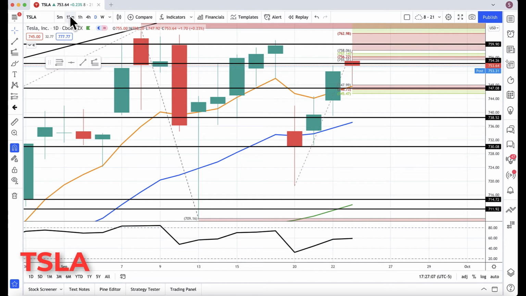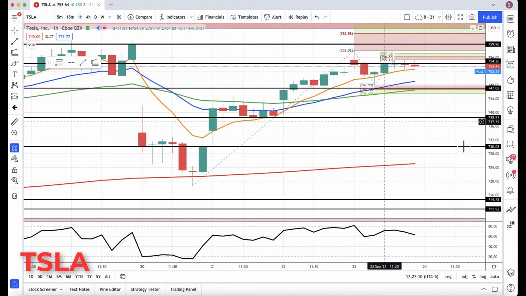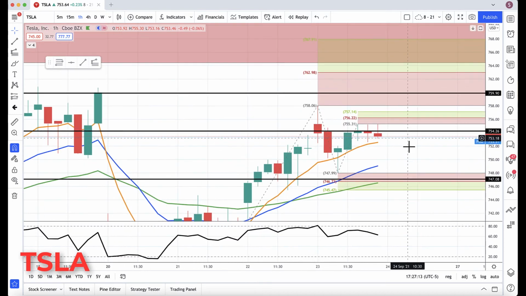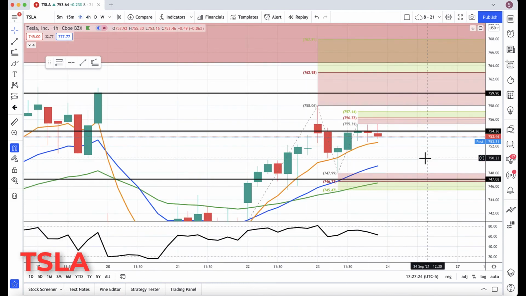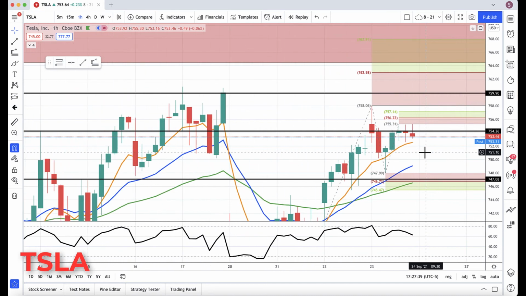Let's go back to that shorter term chart. Here's your 1 hour. You can probably get some minor support around 752.50. If we break down from there, it just isn't looking good. I'm actually going to focus on right around 751. We had some reactions there yesterday.